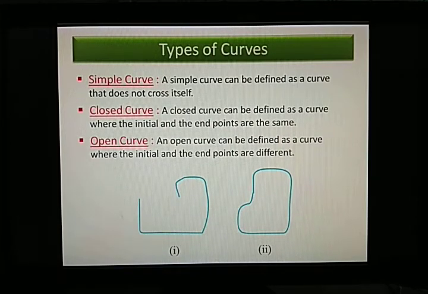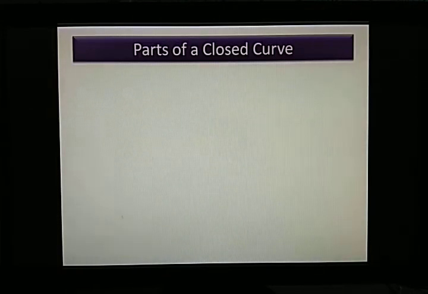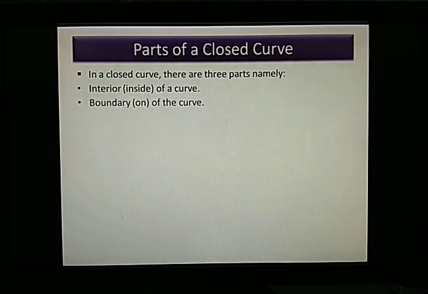Clear? So these are the 3 types of curve. Now moving on, parts of a closed curve. Now a closed curve also has some parts. Let us see what those parts are. In a closed curve there are mainly 3 parts. Which are those? Interior, that is the inside of the curve, then boundary, that is on the curve, and exterior, that is the outside of the curve.